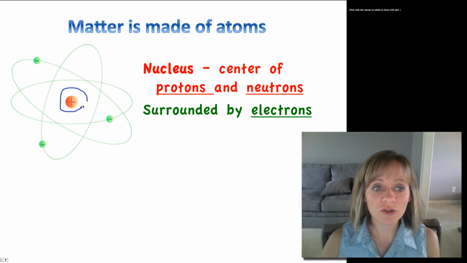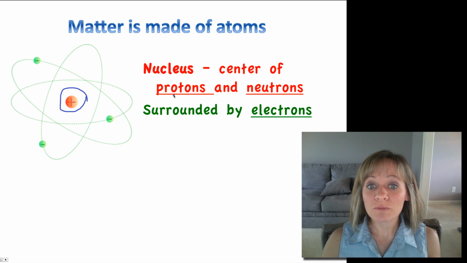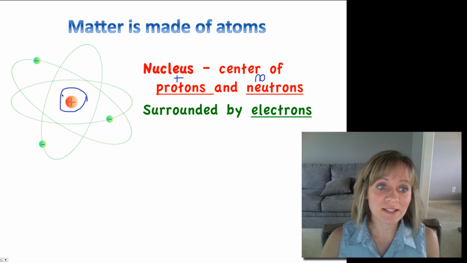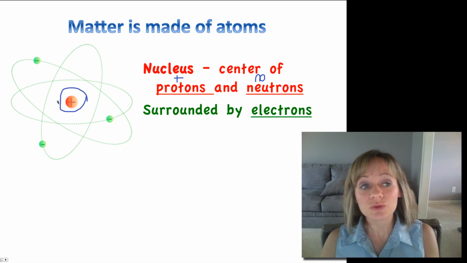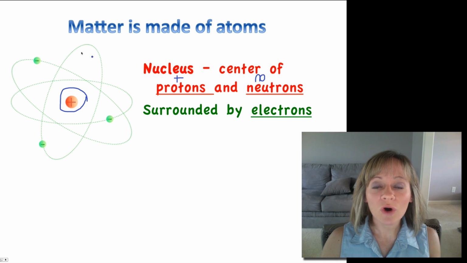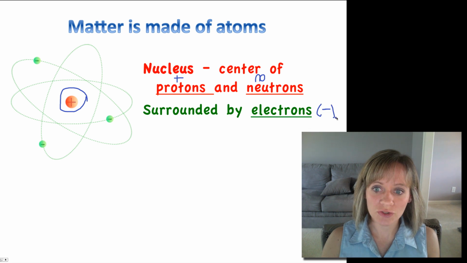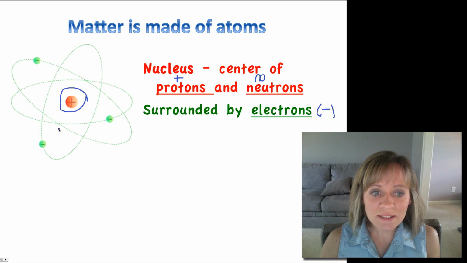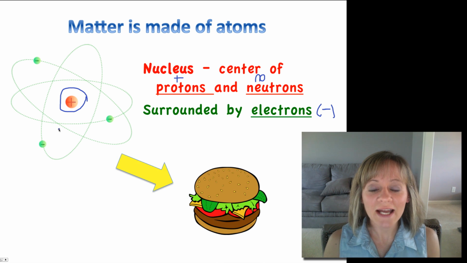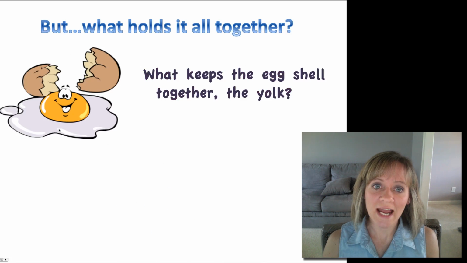It has a center called a nucleus, and that is made up of protons, which are positively charged, and neutrons, which have no charge to them. So that's in the center, and that's the nucleus. Now, surrounding the nucleus, we have something called electrons. So this is another subatomic particle, and electrons have a negative charge to them. And we're going to look a little bit closer at electrons in just a second. So just imagine there are billions and billions of atoms inside of that hamburger that you just ate.